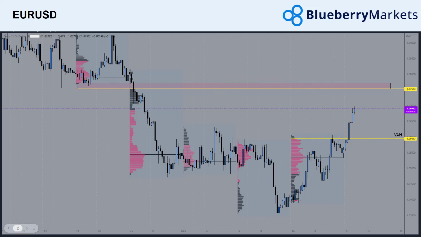Another thing that I like to do is point out high volume nodes ahead of price. You can see that price is coming into a high volume node, which is just through this area, just above the 1070 area. So what we may actually see is a run to this high volume node before a pullback. If price does get to this value area high, we could look for trend opportunities back to the upside.